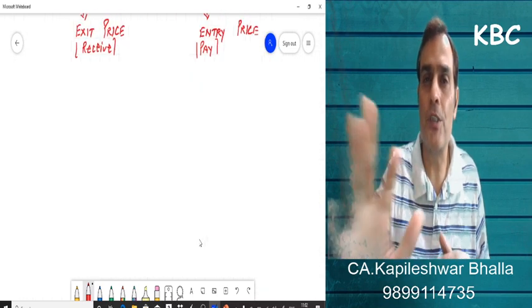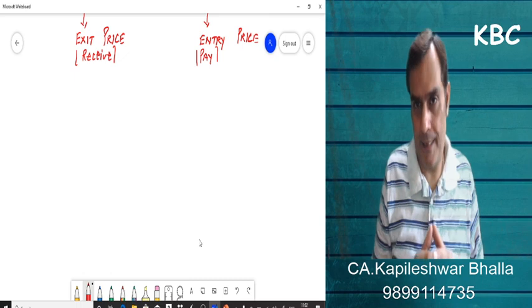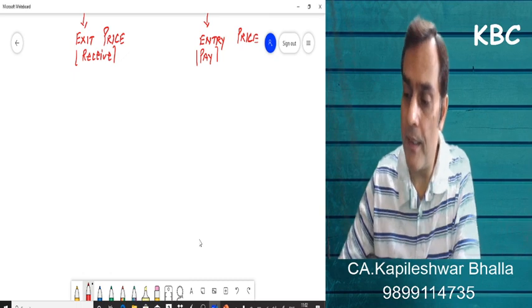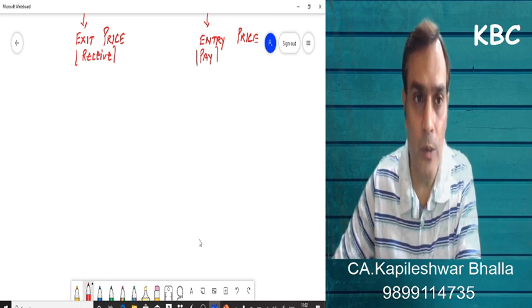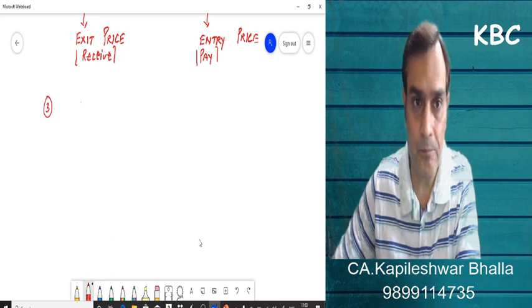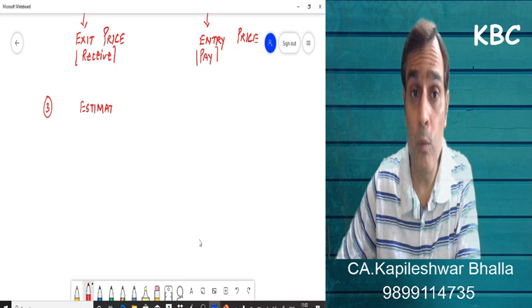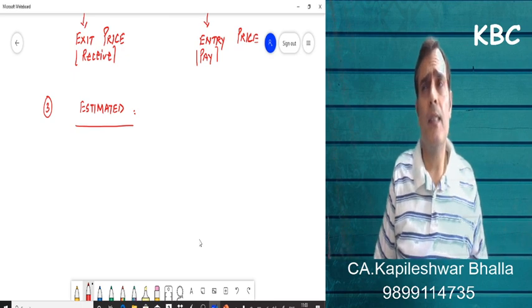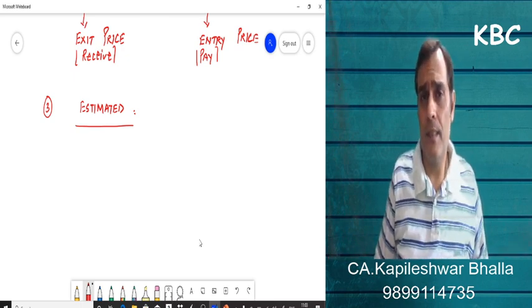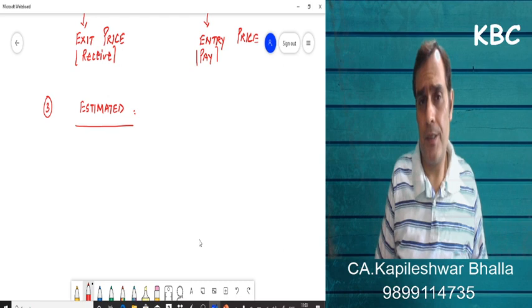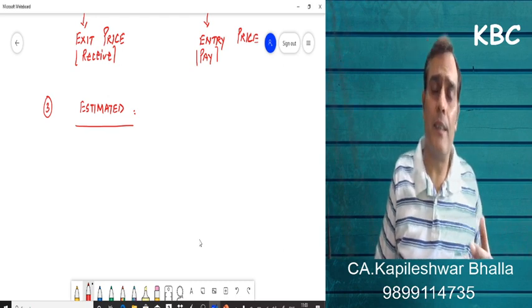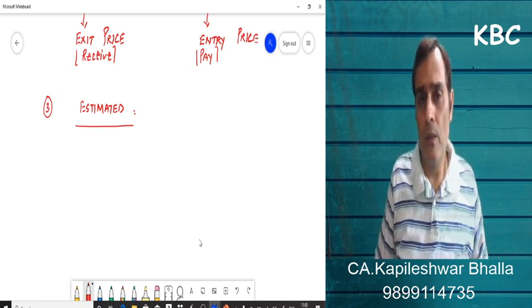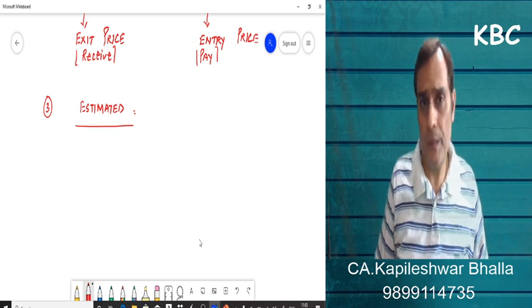So I think we focused on the word selling price. Now I think I've got to focus on another word, the word estimated. The other focus word is estimated, and I want to create a little focus on the estimated word as well. The question arises that when you calculate the NRV, when do you calculate the NRV?